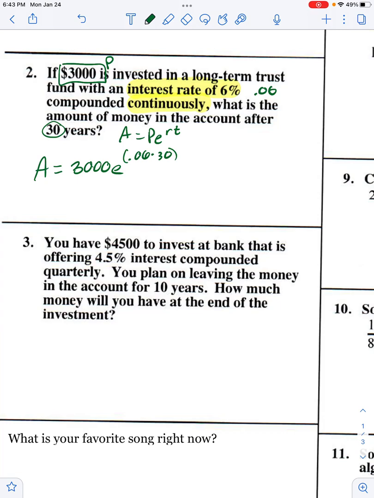Now, if you have an older calculator, you got to tell it that that whole thing is in the power. And I should be able to just go 3,000 and then E to the 0.06 times 30 power. And I'm getting $18,148.94. 100% you need to know that formula. That's going to come up on the test. And then the key word for that one is continuously.